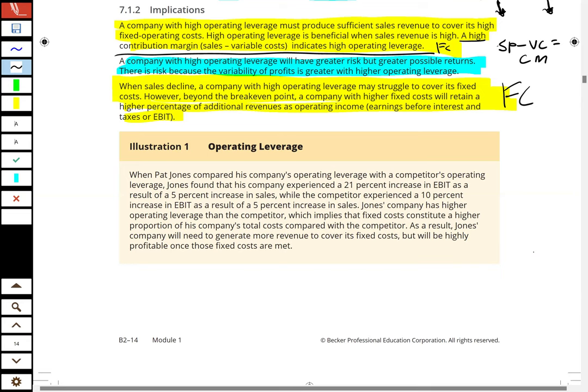So when Pat Jones compared his company's operating leverage with the competitor's operating leverage, Jones found that he experienced a 21% increase in earnings before interest and taxes as a result of a 5% increase in sales, while the competitor experienced a 10% increase in EBIT as a result of a 5% increase in sales. So Jones has a what? Higher operating leverage than the competitor. Okay. I mean, it kind of begs the question, well, they talked about industry up there, so who's this competitor? But anyway, never mind. We'll just let it go at that.